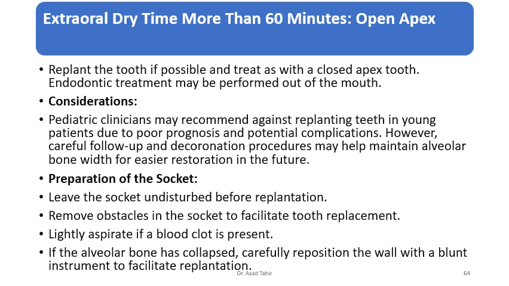Considerations. Pediatric clinicians may recommend against replanting teeth in young patients due to poor prognosis and potential complications. However, careful follow-up and decoronation procedures may help maintain alveolar bone width for easier restoration in the future. Preparation of the socket. Leave the socket undisturbed before replantation. Remove obstacles in the socket to facilitate tooth replacement. Lightly aspirate if a blood clot is present. If the alveolar bone has collapsed, carefully reposition the wall with a blunt instrument to facilitate replantation.